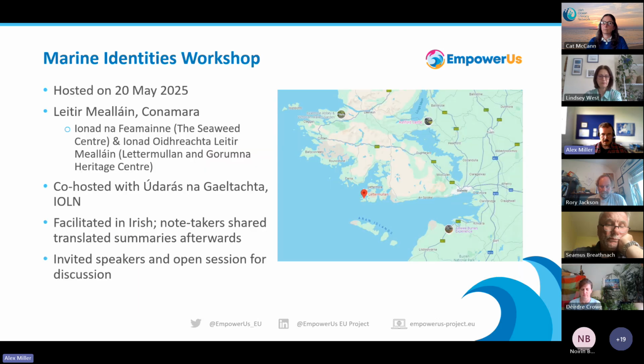And so we organized a workshop in partnership with Údarás na Gaeltachta and with collaboration from the Irish Ocean Literacy Network on the 20th of May 2025. And we hosted it in Lettermullen in Connemara, which, if anyone is familiar with Connemara, this is a map of it here. So it's about an hour's drive west of Galway City.